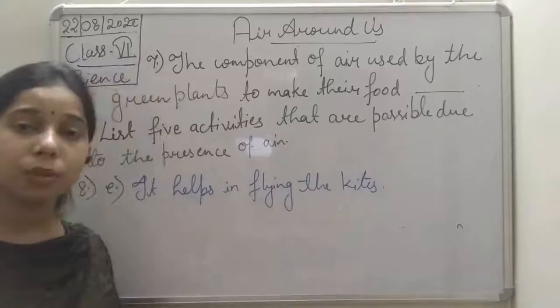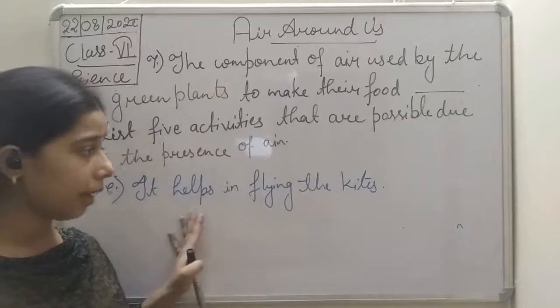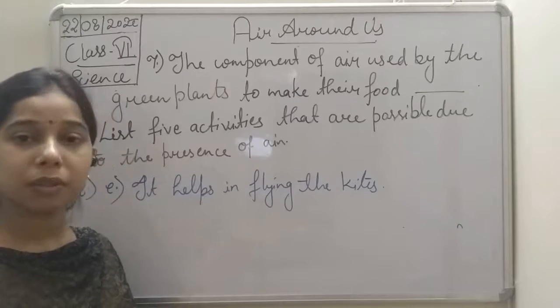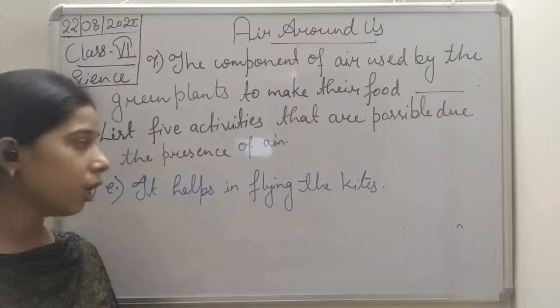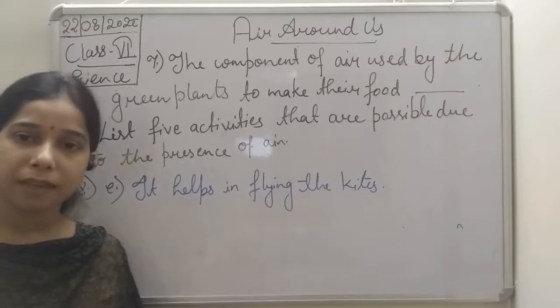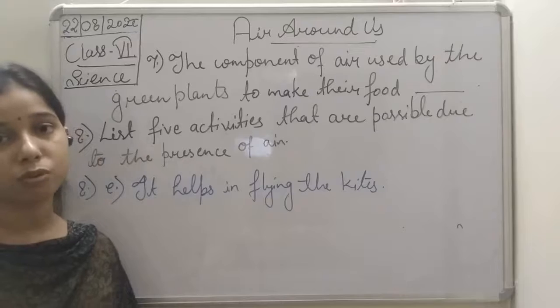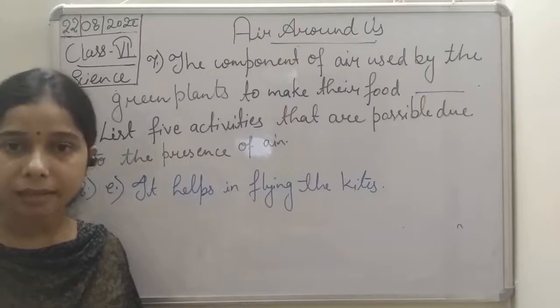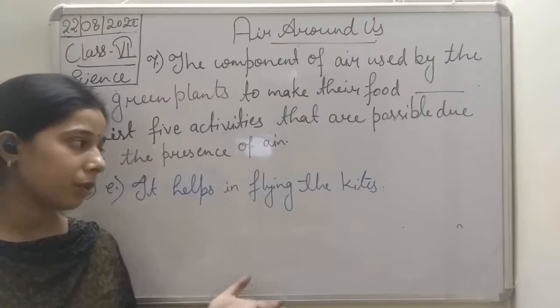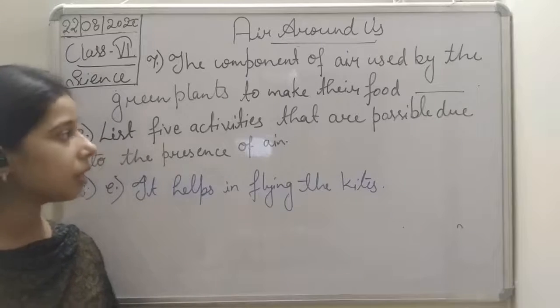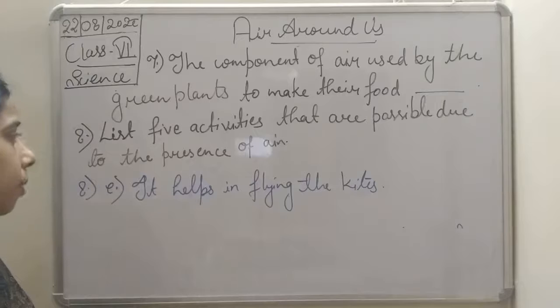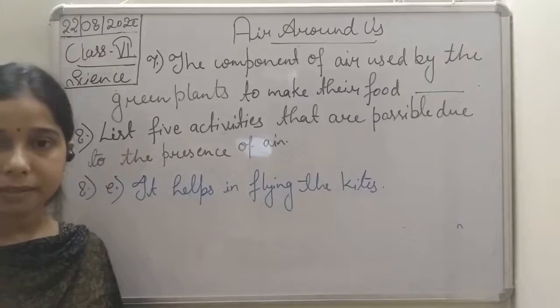Instead of that, student, you can write that it helps. Air helps in the presence of the air. Only the birds can fly. The bat can fly. So it also helps in the flying of the aeroplane. It also helps in the flying of gliders or the bat or the insects. So these are the different activities that are possible due to the presence of the air. So it helps in the flying of kites.